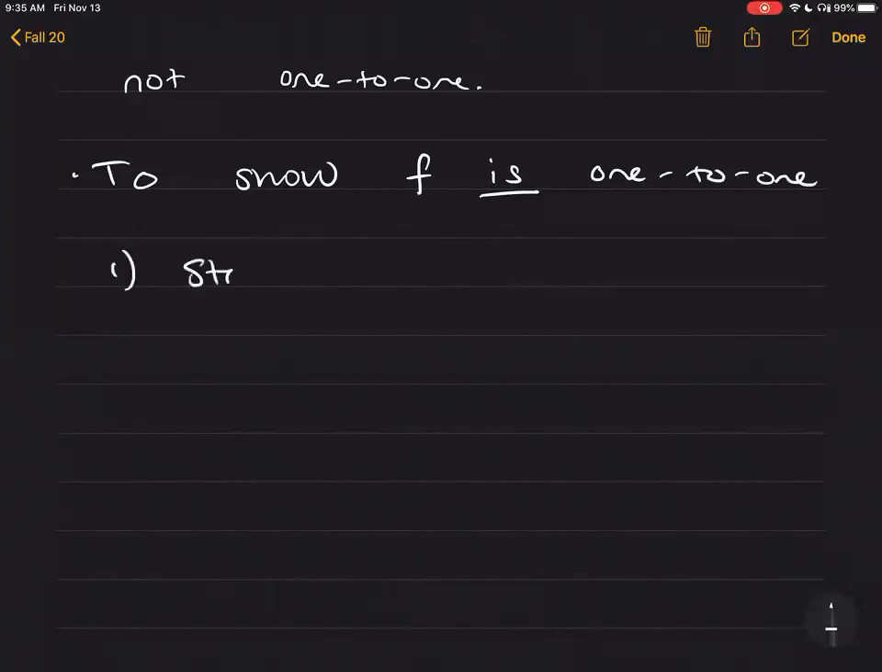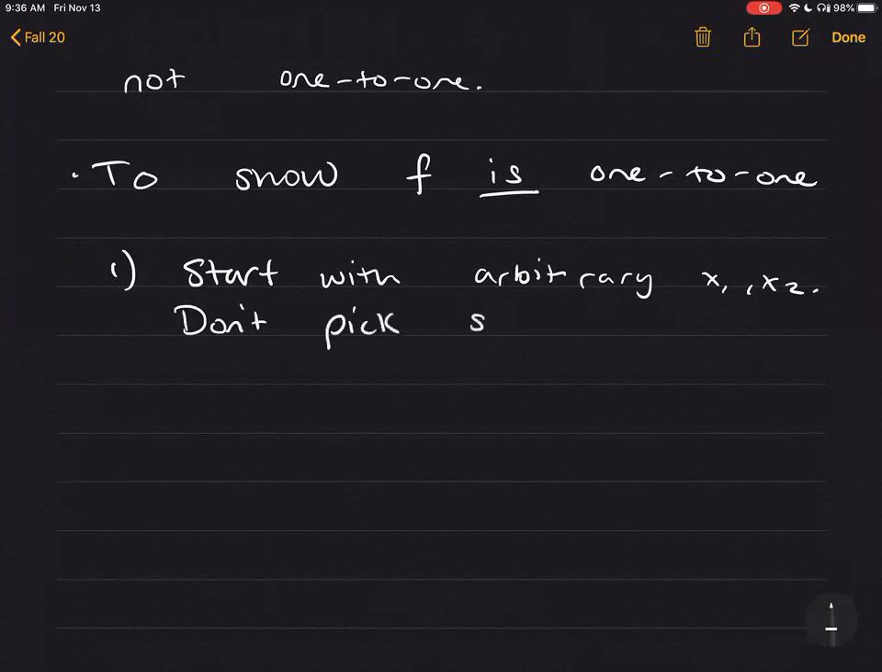First, you start with arbitrary x1, x2. By arbitrary, I mean you're going to leave them as variables. So don't pick specific numbers for these. We want to just leave it as x1, x2, because that way, if we show that it's 1 to 1 for x1, x2, because they were arbitrary, random, and we never actually picked them, it shows it for any choice of those two. So don't pick specific numbers.